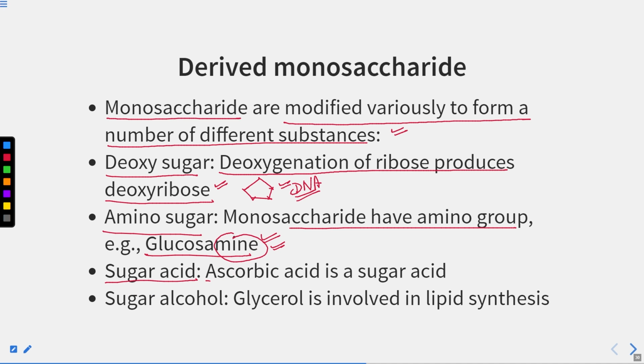Sugar acid: ascorbic acid is a sugar acid. Sugar alcohol: glycerol, which is involved in lipid synthesis, is also one of the derived monosaccharides. So these are monosaccharides which have some modification in their structure, and they are found with different names, for example deoxyribose, amino sugar, sugar acid, sugar alcohol, etc.